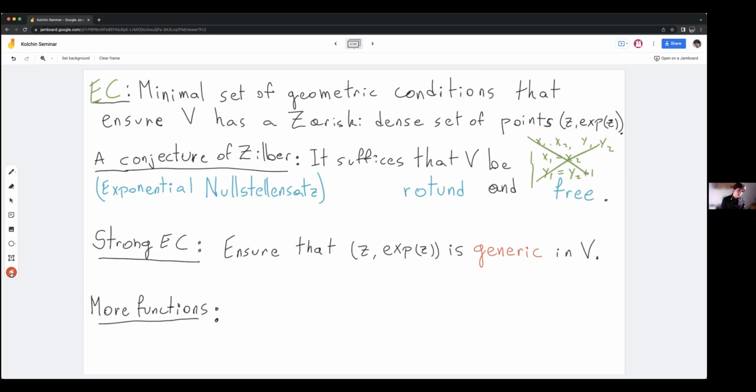Okay, so this conjecture goes under many names. It's sometimes been called the exponential Nullstellensatz because it is a form of Nullstellensatz for systems of exponential polynomials.